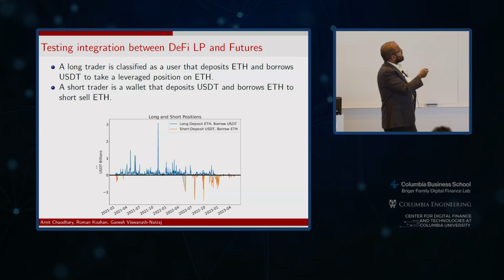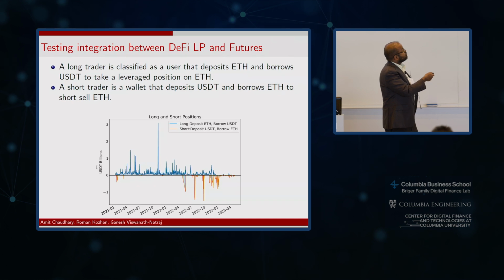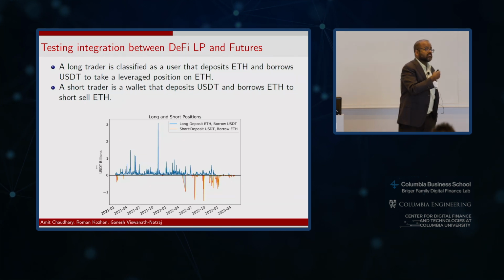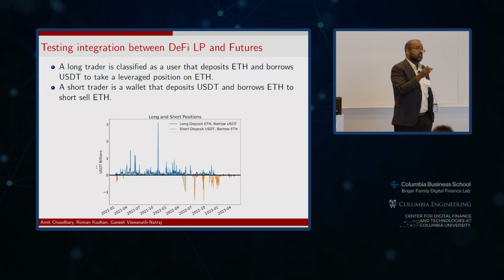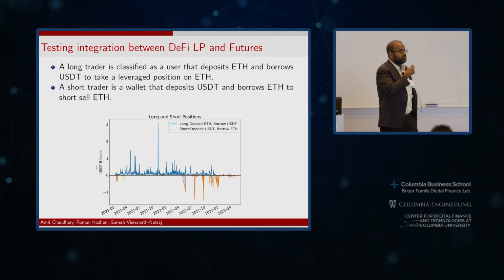And we find that for most of the sample, we have net long positions, right? So there are more people taking long leverage positions than short leverage positions. But later on in the sample, in the bear market, we start seeing more short leverage positions. And we find very similar patterns when we look at USDC and DAI as well. So this is not just Tether specific, but more of a general pattern that we see with other ETH stablecoin pairs.